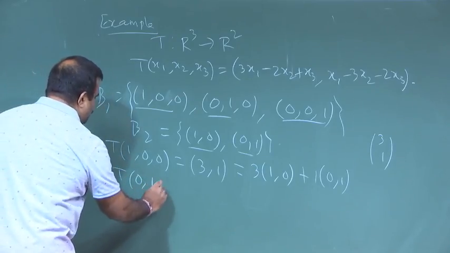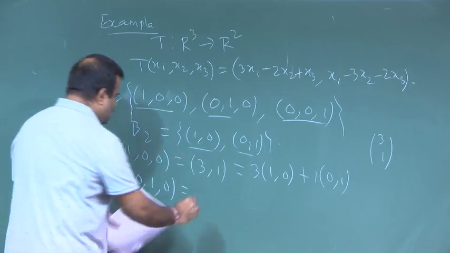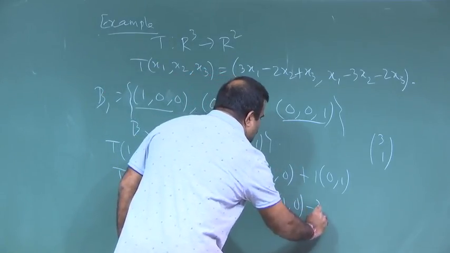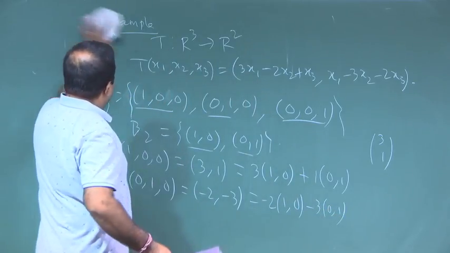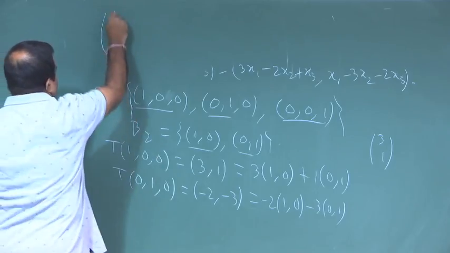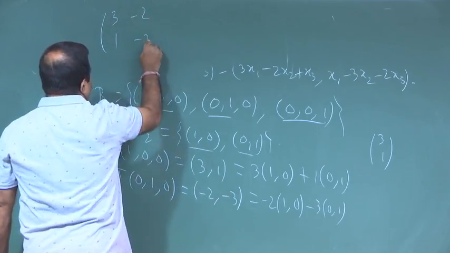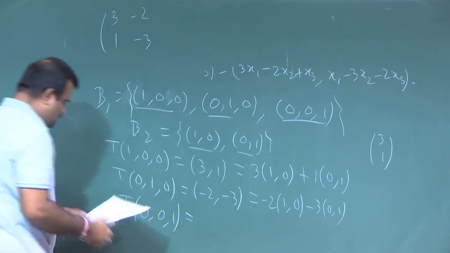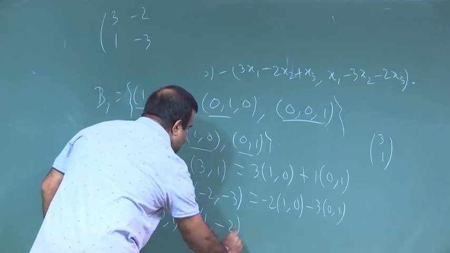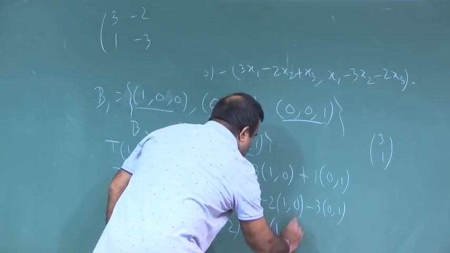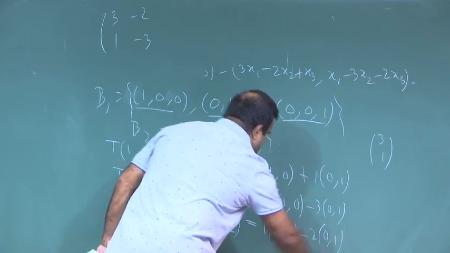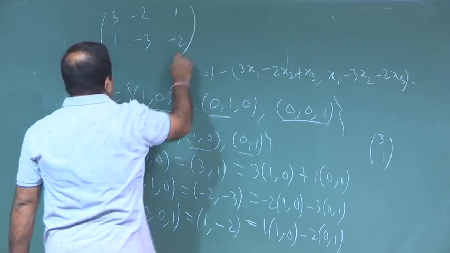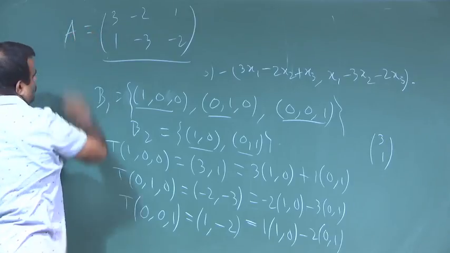Now, similarly, if we calculate this, this is basically minus 2 comma minus 3. So, this is basically minus 2 of 1 0 minus 3 of 0 1. So, the first column is 3 1, the second column will be minus 2 minus 3, and the third column will come from T of alpha 3. If we do the calculation, it is 1 comma minus 2, so 1 comma minus 2 is the coordinate for this. So, this is the matrix corresponding to that linear transformation.